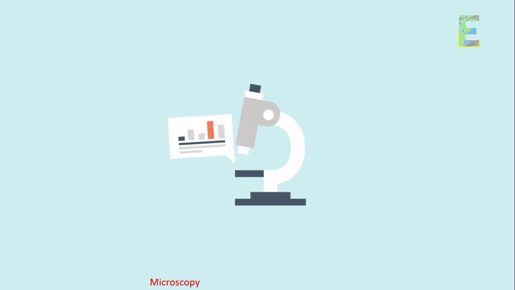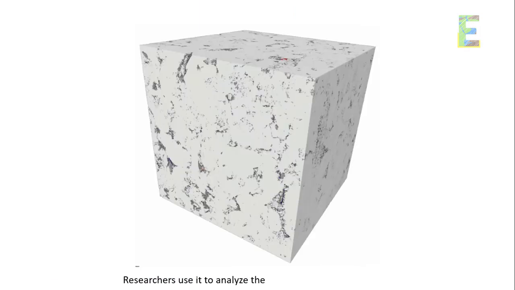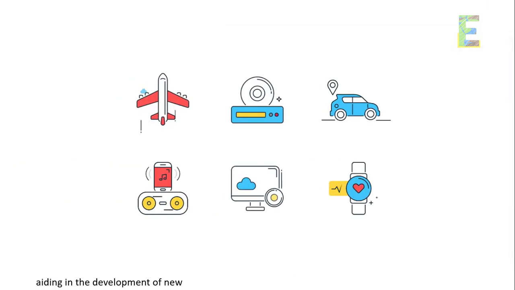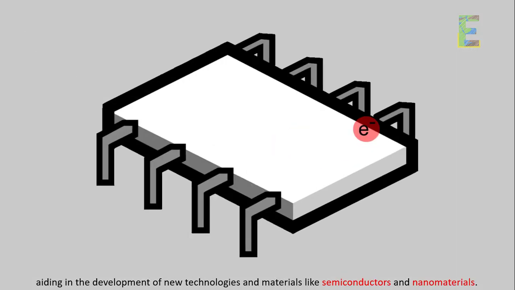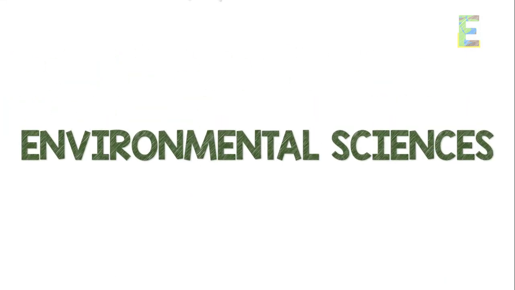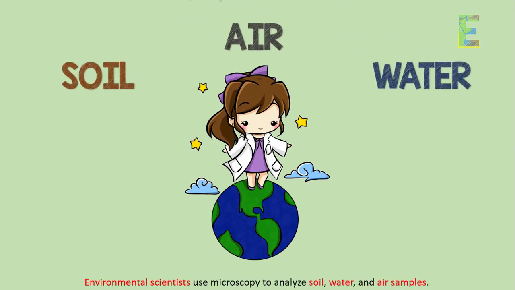Materials science. Microscopy plays a vital role in materials science. Researchers use it to analyze the microstructure of materials, aiding in the development of new technologies and materials like semiconductors and nanomaterials.